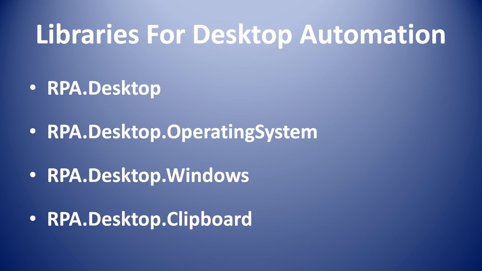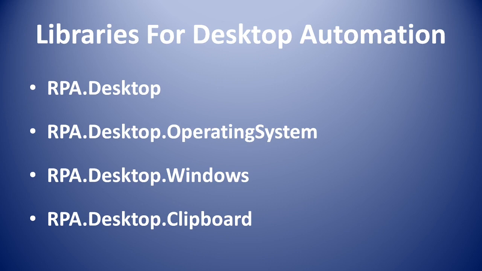RPA.Desktop.OperatingSystem. It has some specific functions regarding the actions related to the operating system. And third is the library which is specifically used for Windows, and this is what we are going to use in our tutorial, that is RPA.Desktop.Windows. And last is the library which is used for dealing with clipboard functionalities, that is RPA.Desktop.Clipboard. Hope you got an idea about the overview of desktop automation in Robocorp.